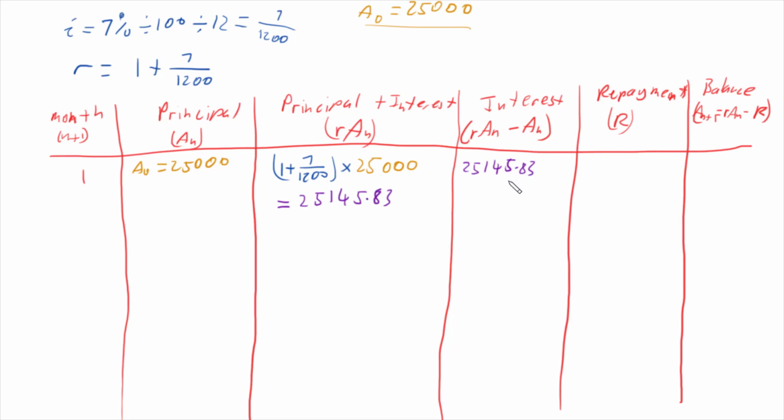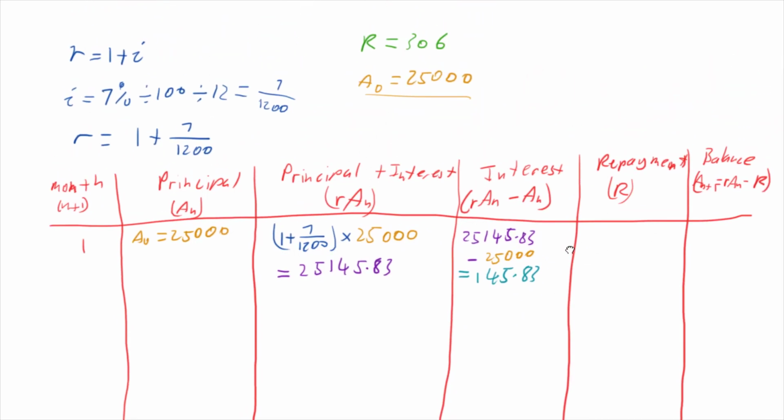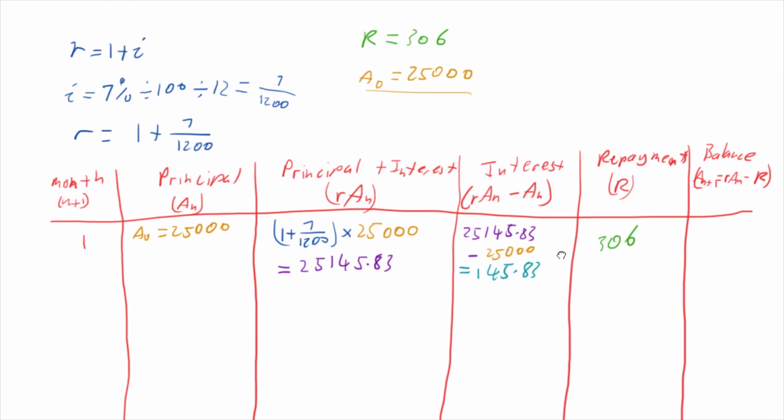We can then work out the interest by having that number, 25,145.83, and we can minus off our principal, 25,000. So that gives us interest that we would have ended up paying this month of $145.83. We're then going to have our repayment, which is just capital R, which is 306. We're just going to write that in there.